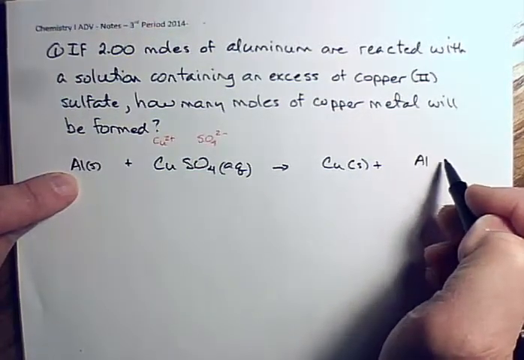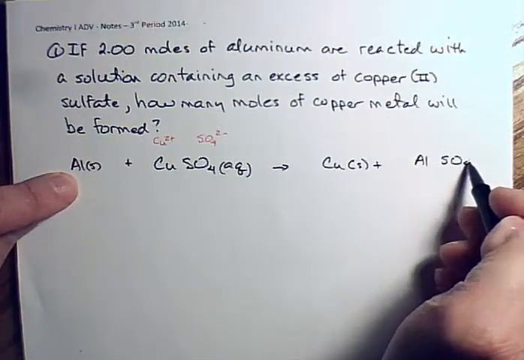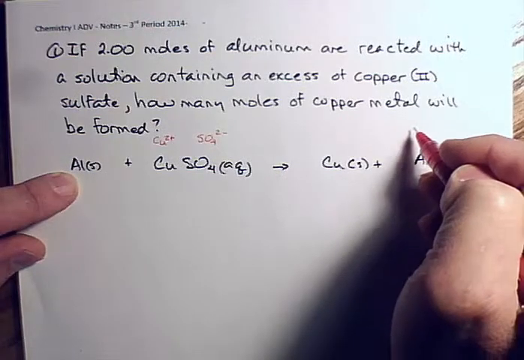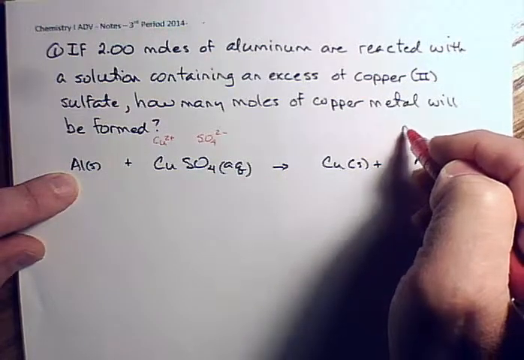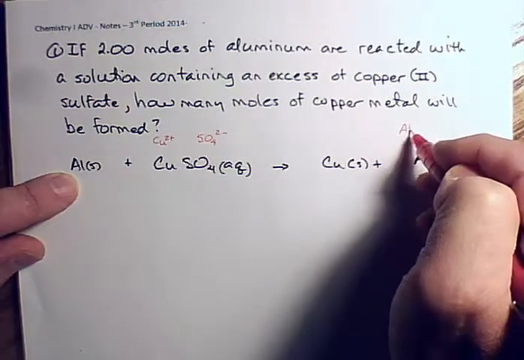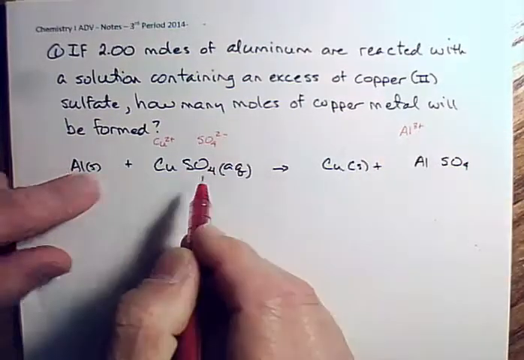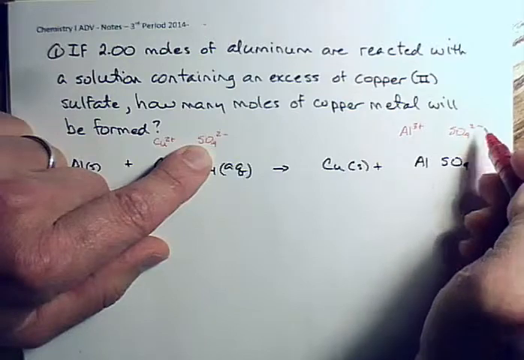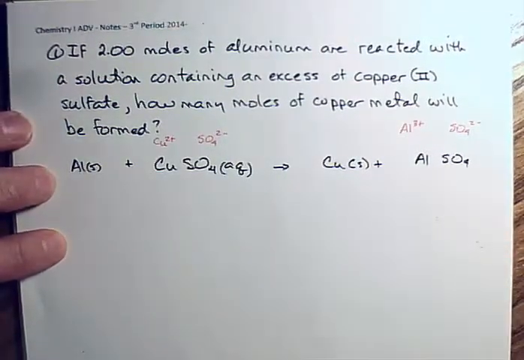Aluminum and sulfur, or sulfate. Okay. Now, what do we do to balance this one? Okay, so what's the oxidation number of aluminum? Okay, and the charge number we said for sulfate is 2 negative. So, what do we got to do to balance this equation?